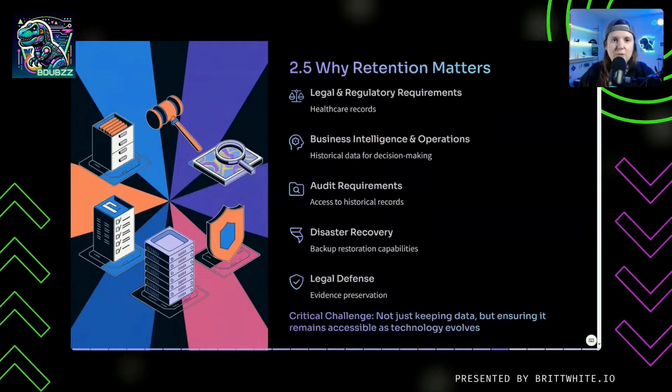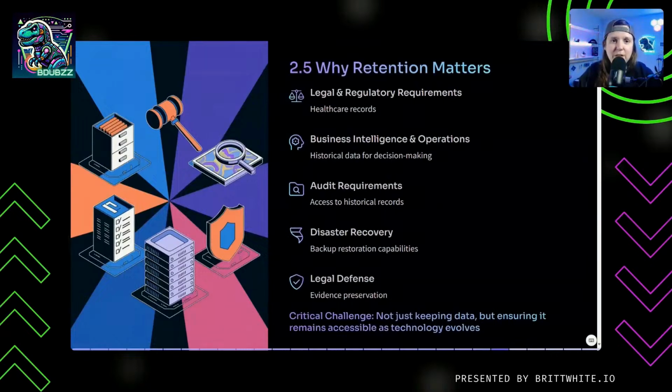Now imagine this scenario. Your company gets hit with a regulatory audit. The auditors are asking for specific records from 5 years ago, but the software that can read those records is no longer supported. You're in a really tough spot because you can't access the data they need. This isn't just a hypothetical. It's a situation that companies face all too often, and it can have serious compliance implications. So why does data retention matter then? Let's talk about why retention matters in the context of legacy systems and modern challenges.